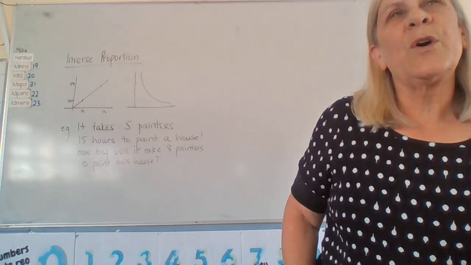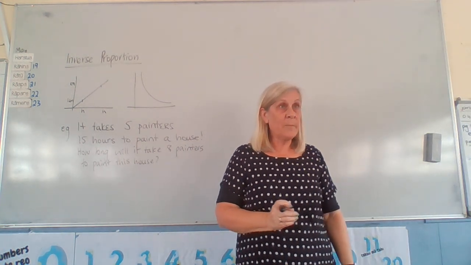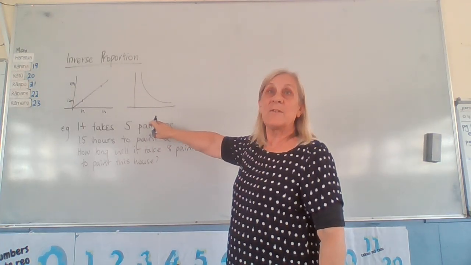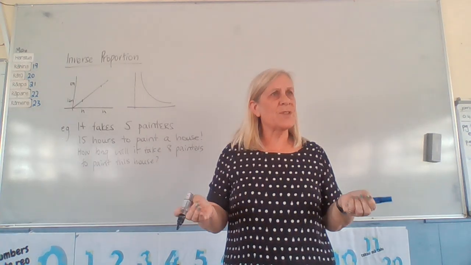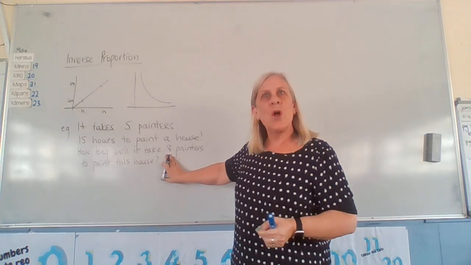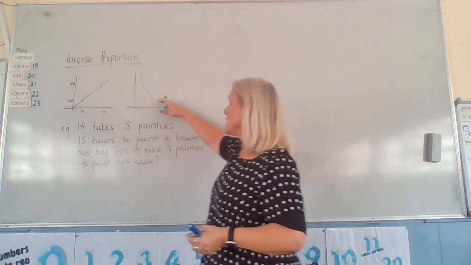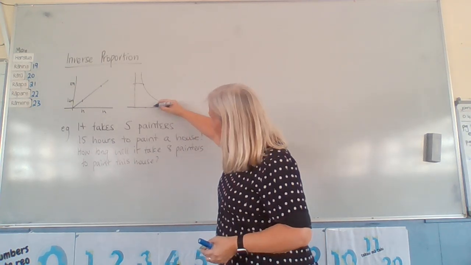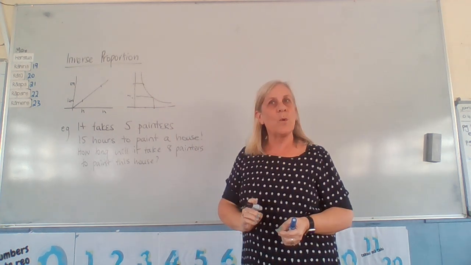So what we need to work out is how fast one painter paints. Okay, so if it's taking 5 painters 15 hours, how many man hours does it take to paint the house? All right, so is it going to get faster or slower with 8 painters? Faster, okay, because we're going down the slide. So we might have 5 painters takes 15 hours, 8 painters takes how many? Question mark. That's what we're looking for.